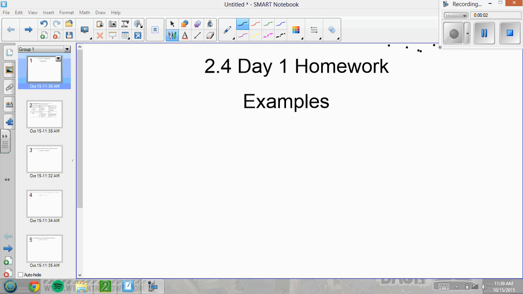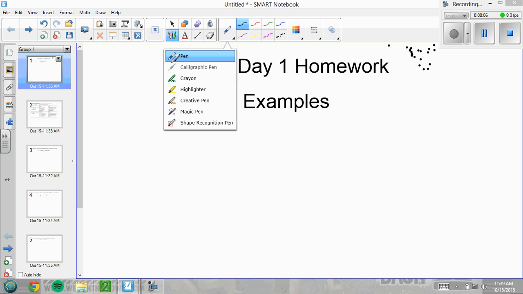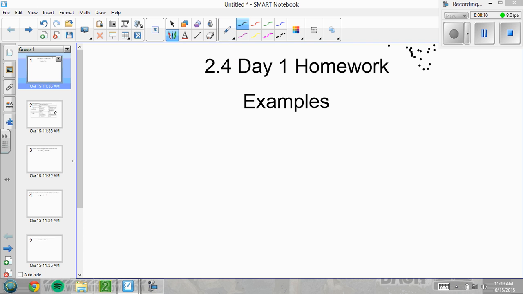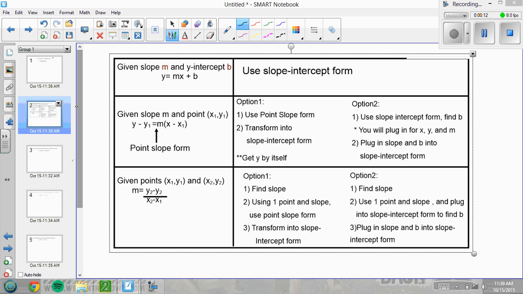Okay, so you should have your 2.4 day 1 homework out. Okay, that's what you should have gotten from the sub. So before we start, I put the table in here from yesterday.